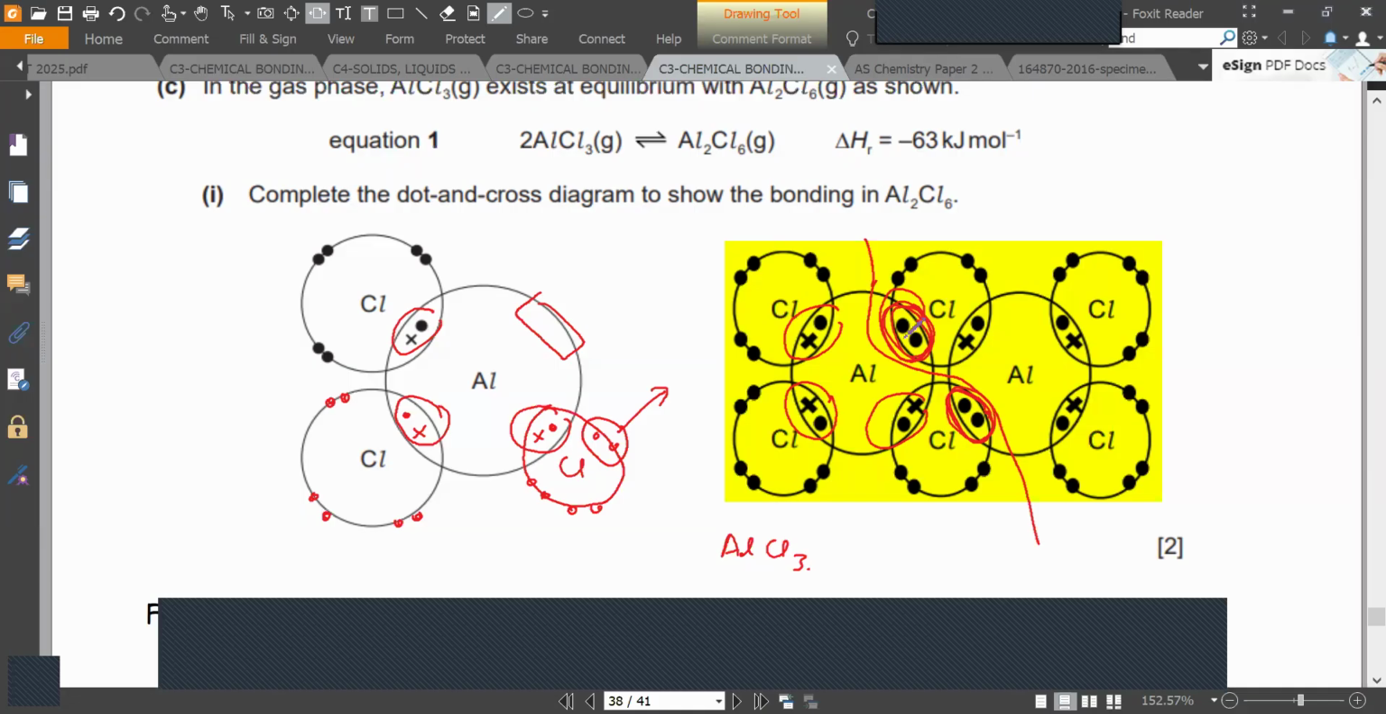When we come to drawing the two molecules, the easiest way is to draw the two molecules separately, and then we need to know where the coordinate bonding happens. The coordinate bonding, we must remember, is only coming from one atom. It's not electron sharing. It is one atom contributing both of the electrons. In this case, it is chlorine.